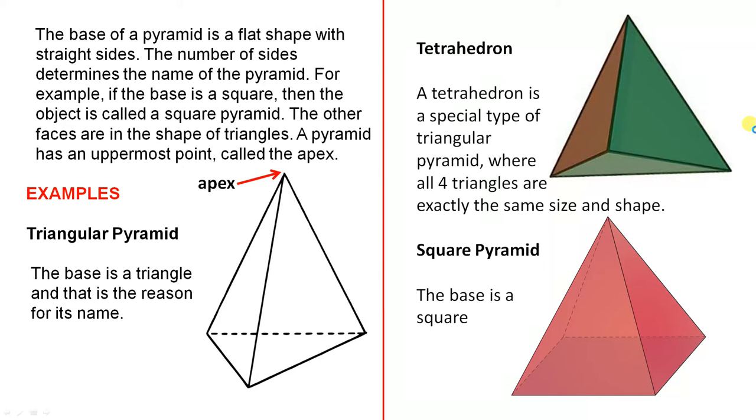A pyramid has an uppermost point called the apex. Examples: the triangular pyramid. The base is a triangle, and that is the reason for its name. Tetrahedron. A tetrahedron is a special type of triangular pyramid where all four triangles are exactly the same size and shape. Square pyramid. The base is a square.